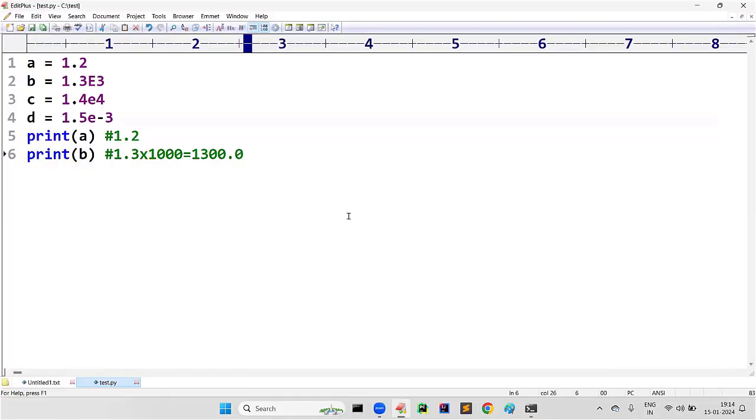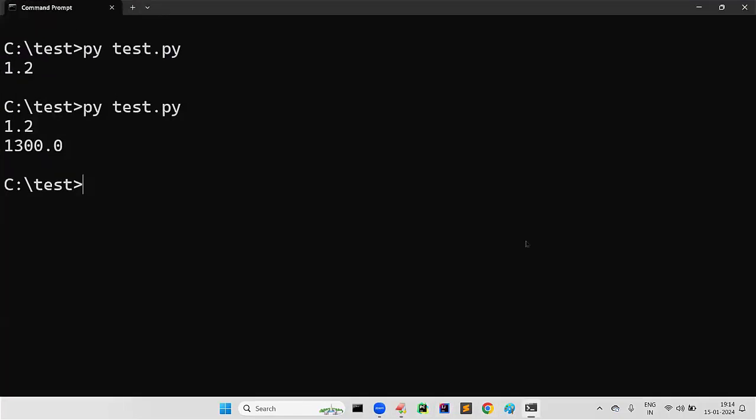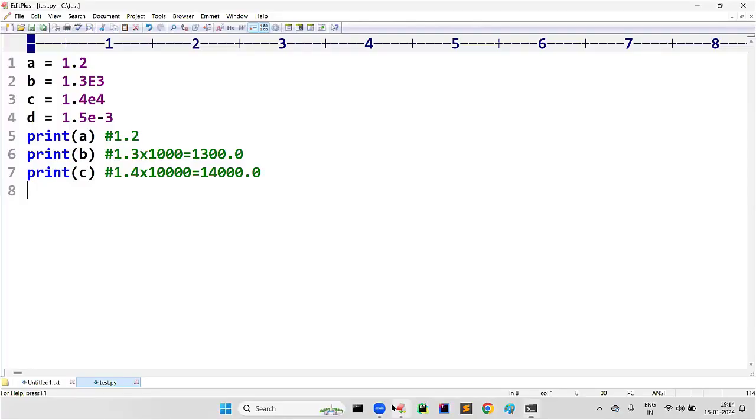1300.0. So even if you print c, 1.4 into e to the power 4, that means 10,000, we are going to get 14,000.0. As you know, with the same previous formula, we can use any case, either small e or capital E, no issue at all. For that, I have just taken the example. If you want, you can print the value of d also.